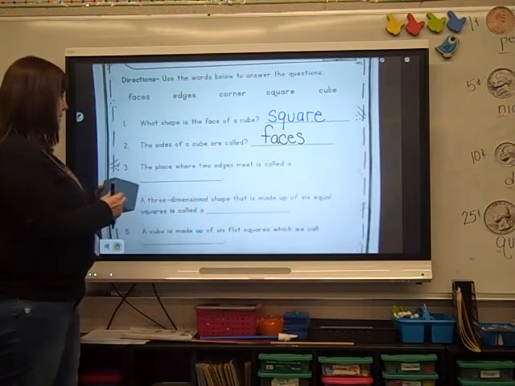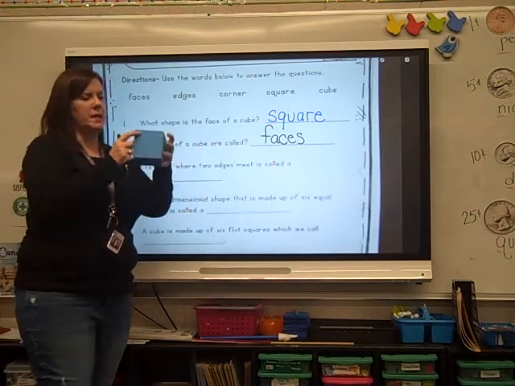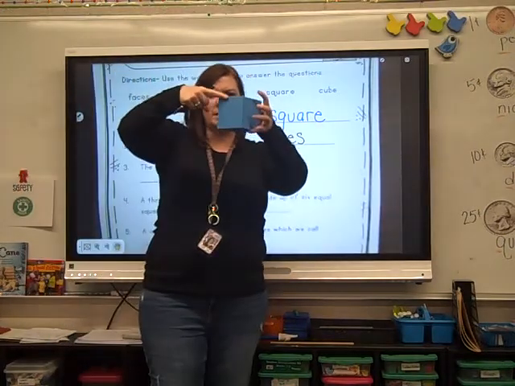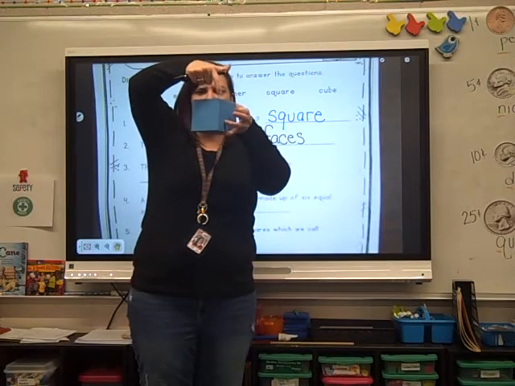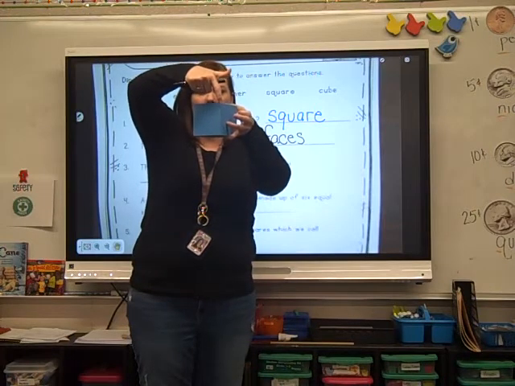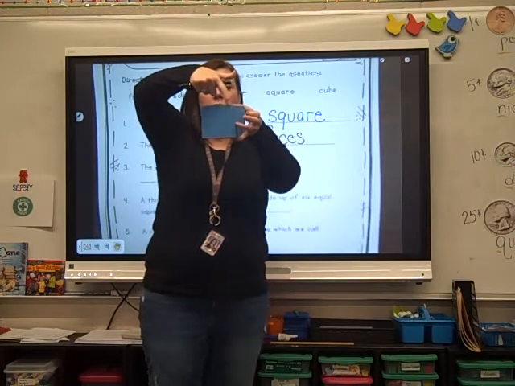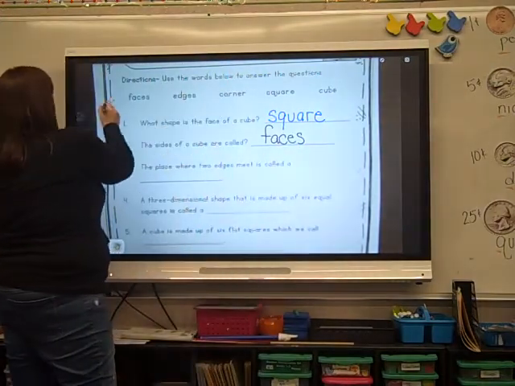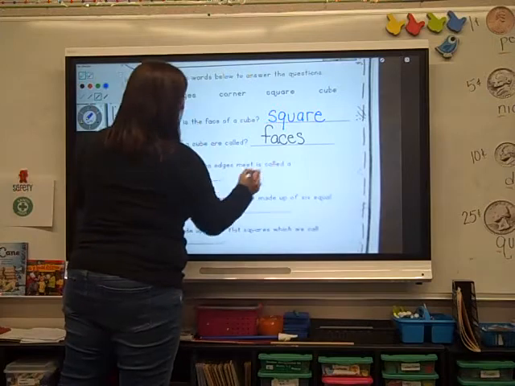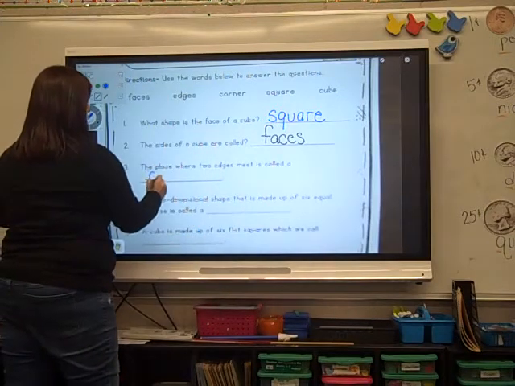Number 3, the place where 2 edges meet. Well, if I follow my finger across these edges, where do those 2 edges meet? Right there. What are we calling those? Calling them corners, aren't we? So that's right there. Right here, corner.